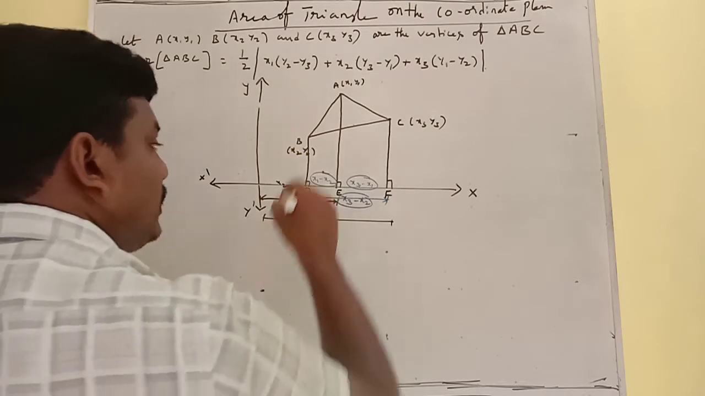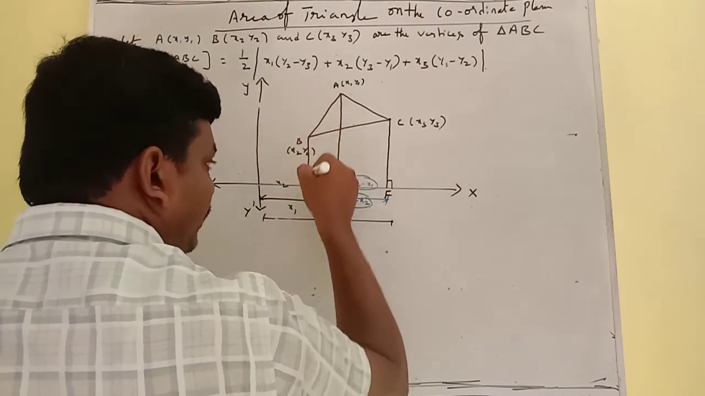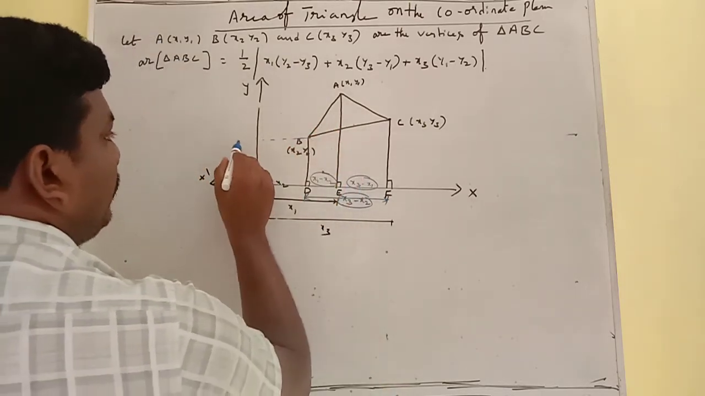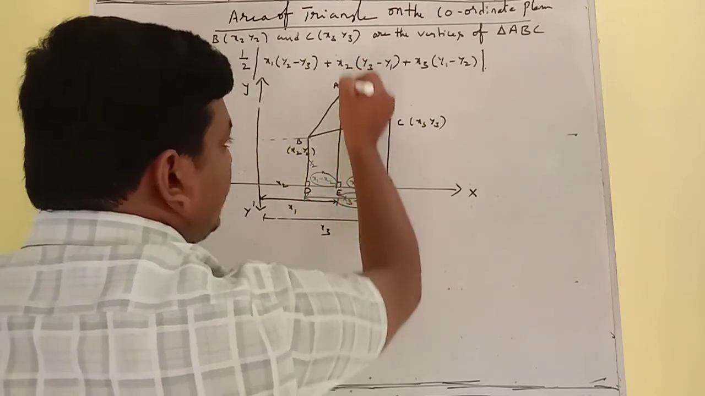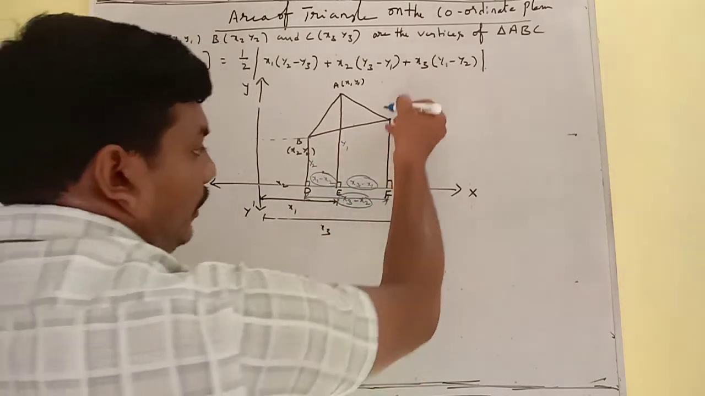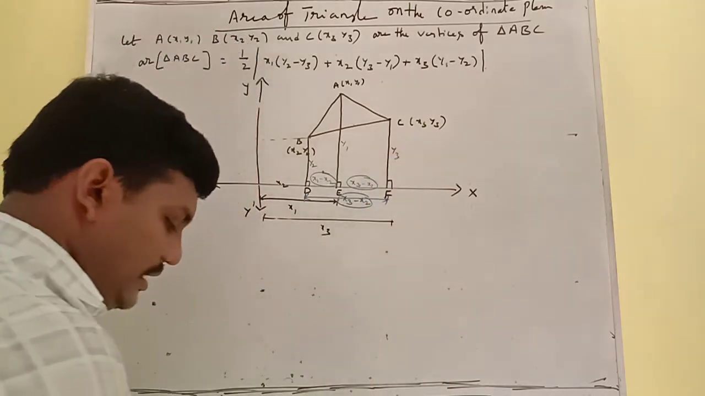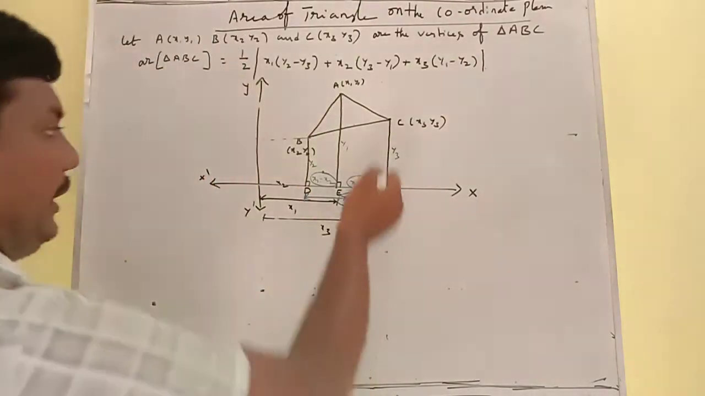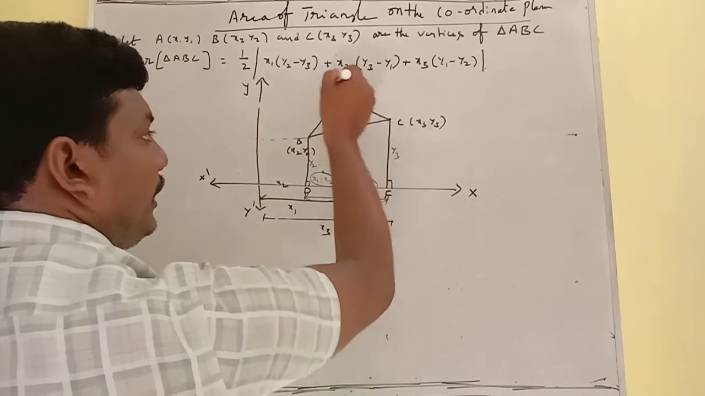So now what is the distance between BD? What is the BD distance? Its projection is on the y-axis. Now the BD distance is y2. What is the AE distance? AE distance is y1, and CF distance is how much? That is y3. So now from the above diagram, we need to find the area of triangle ABC.